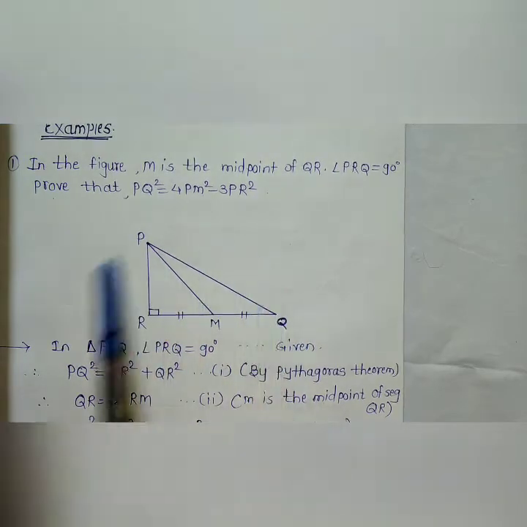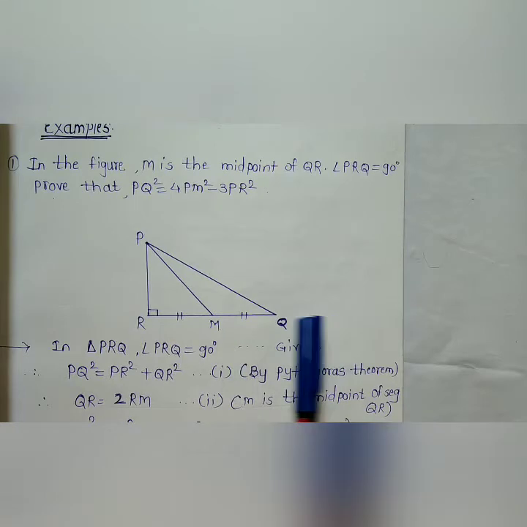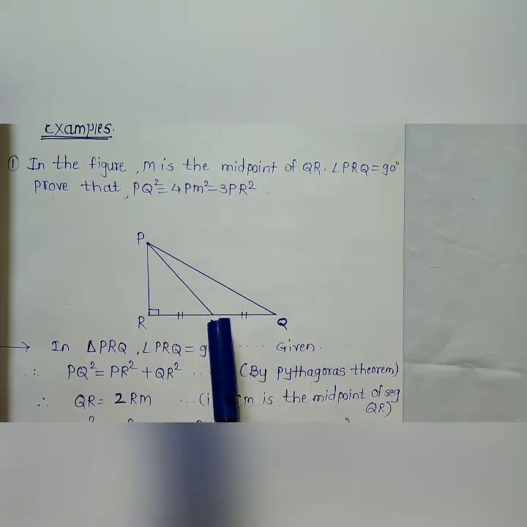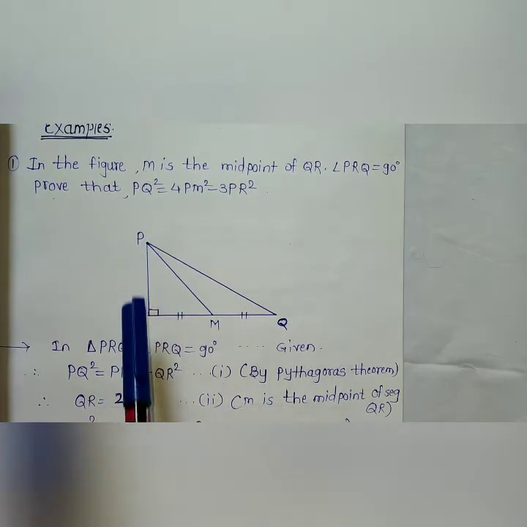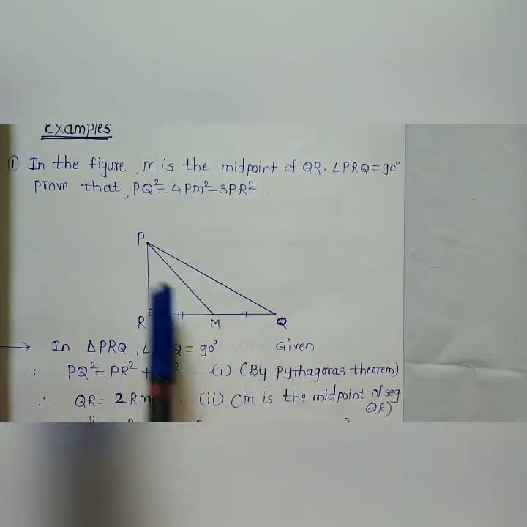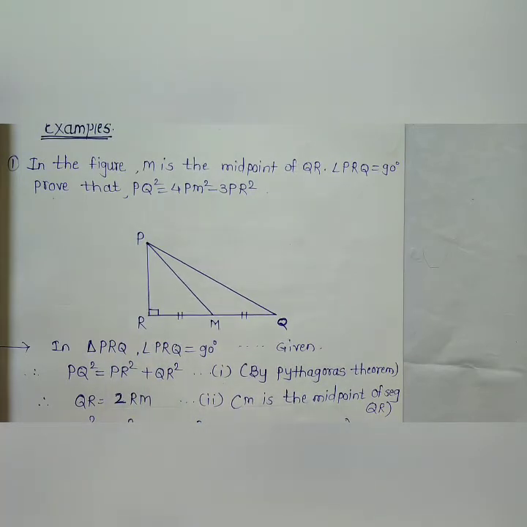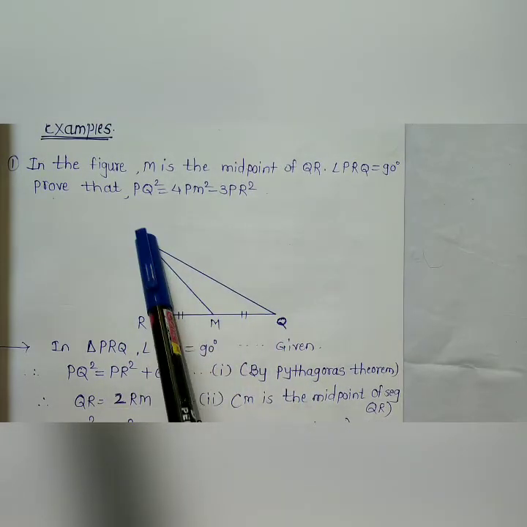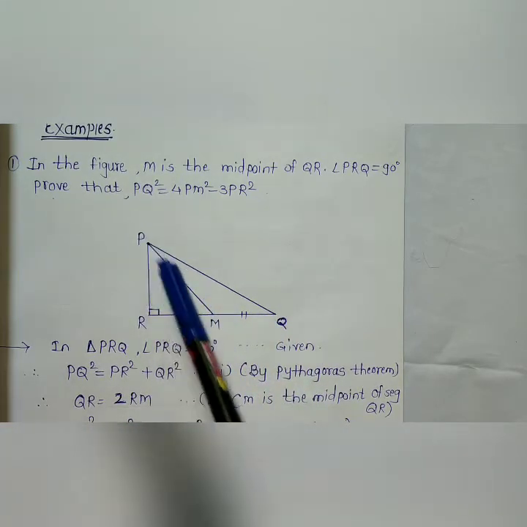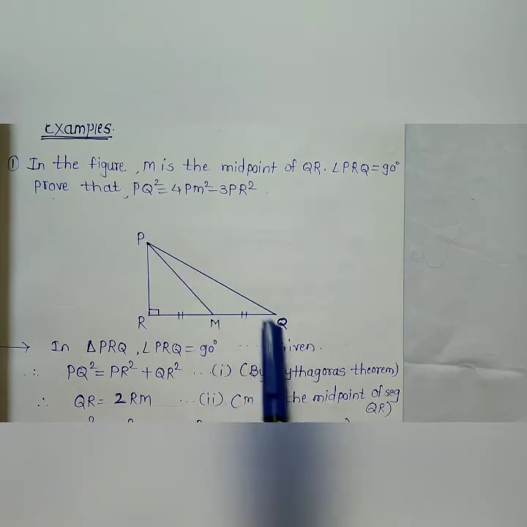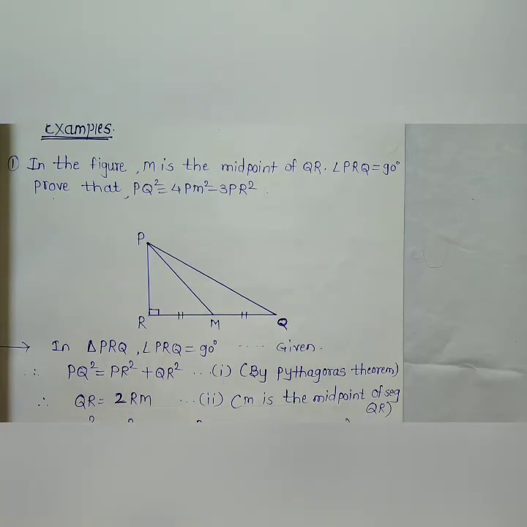This is the figure. Here, M is the midpoint of QR, and given that angle PRQ is equal to 90 degrees, we have to prove that PQ square is equal to 4 times PM square minus 3 PR square.